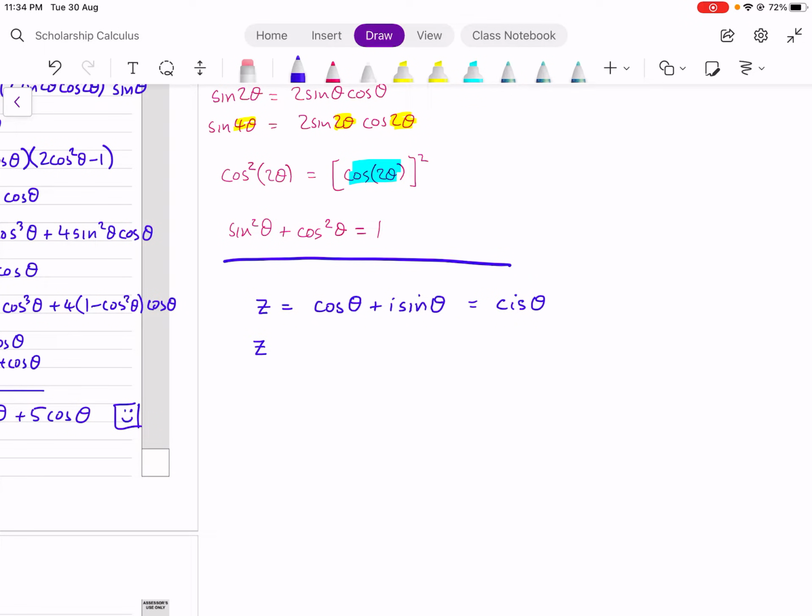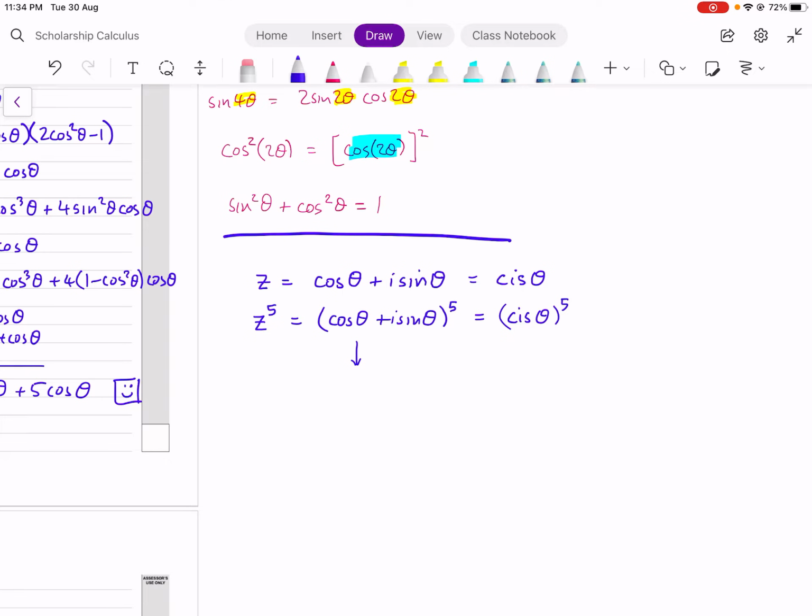If I power z by 5, I've got 2 ways of doing that. I can power this by 5, or I can power that by 5. Now the first one requires us to use the binomial theorem. When we're expanding something like (a plus b) to the 5, we write the coefficients of Pascal's triangle out. If this is completely new to you, then search up binomial expansions. It's a little bit of extra stuff.